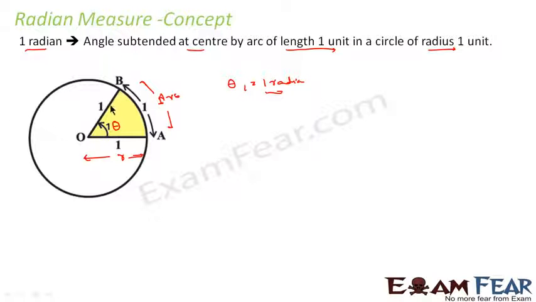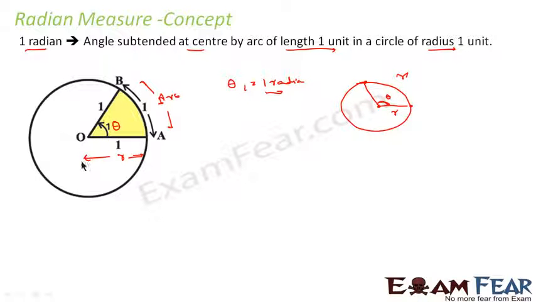So radian is nothing but the angle subtended at the center of the circle by an arc of length 1 when the radius of the circle is also 1. If we take any circle whose radius is r, then we have to take an arc of length r. Whatever angle you get is the radian. If you join the two endpoints of the arc to the center, that angle is called 1 radian.